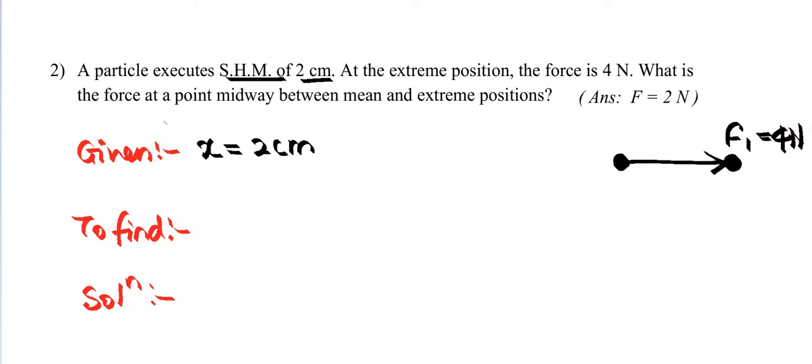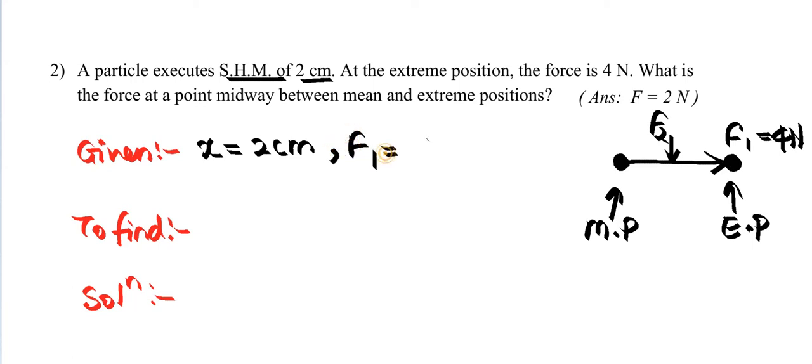And what is the force at a point midway between the mean position and an extreme position? So this is mean position and this is extreme position of the particle. Let us name the point which is in between the extreme position and mean position F2, and this F2 we have to find out. So F1 is equal to 4 Newton. Let us write this down in given. So this is the information provided to us.